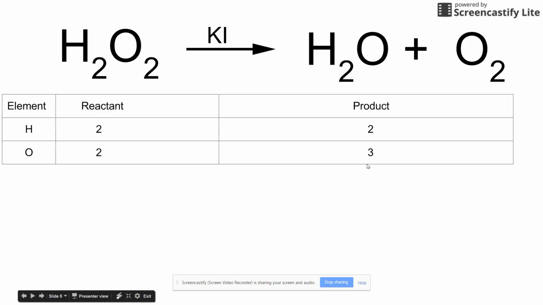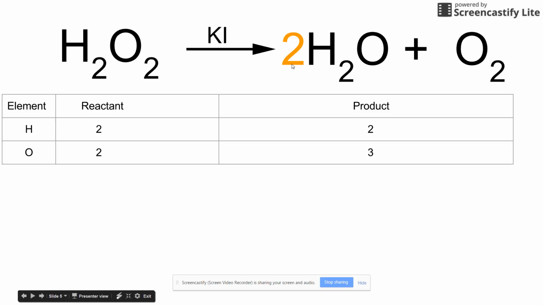I would do an element inventory so you can quickly identify what is happening here. So if you notice here, 2 hydrogens in, 2 out, that's fine. 2 oxygens in, 3 out, not fine. You need to balance. You can only put numbers in front of the chemicals. You cannot change the subscripts because then you'd be changing the identity of the chemical. So you can only put numbers in front, which are called coefficients.